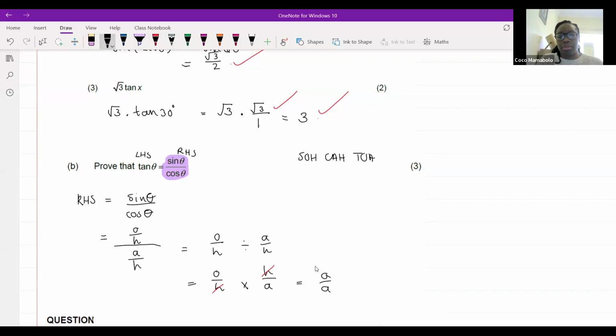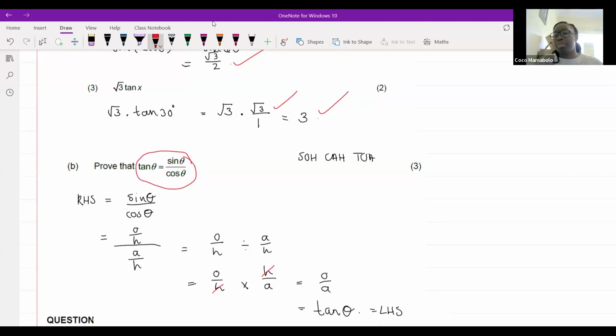What does that tell me? What is opposite over adjacent equal to? Opposite over adjacent is equal to tan theta. Okay, and that is therefore equal to the left-hand side. All right, and that's how we can prove that the one is equal to the other. This is actually called one of the identities of trigonometry. All right, this is the tan identity.